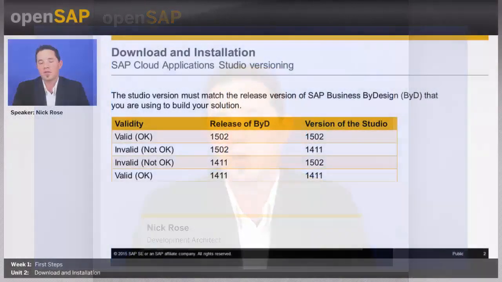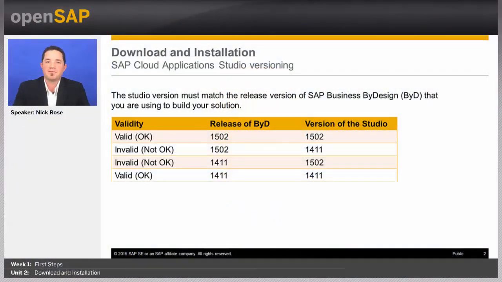Some things before we actually download the Studio itself. The Studio is version dependent. That means that if I'm running SAP Business ByDesign release 1502, I should also be using release 1502 of the SAP Cloud Application Studio to do my development. I wouldn't be able to, let's say, use release 1502 of SAP Business ByDesign in conjunction with release 1411 of the SAP Cloud Application Studio.